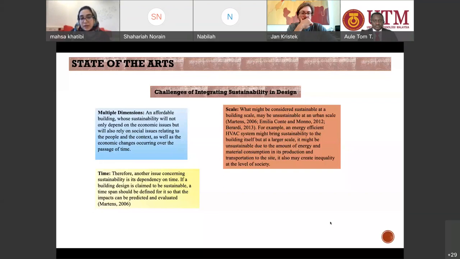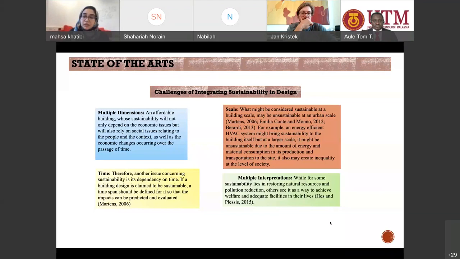And then the multiple interpretations, as I said earlier, because for different contexts, sustainability could be different. For example, in Europe, maybe sustainability would be a matter of natural resources and pollution, but in Afghanistan, maybe it's because of the war, because you cannot protect the environment without giving people peace and rest. So there are limitations in the literature, which then evolve into my study and my publications.